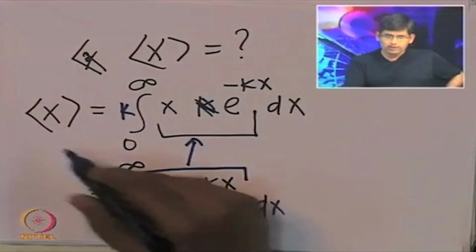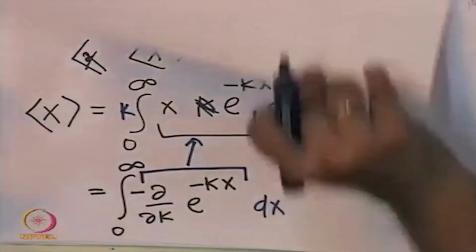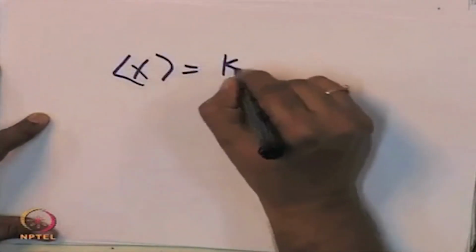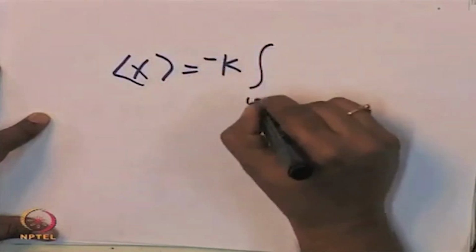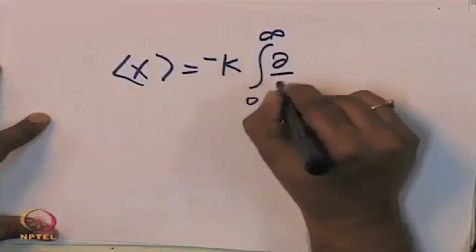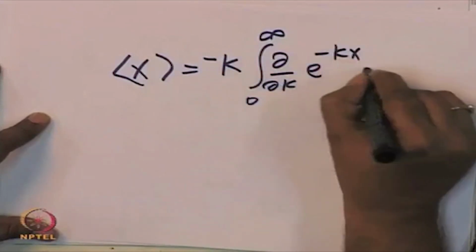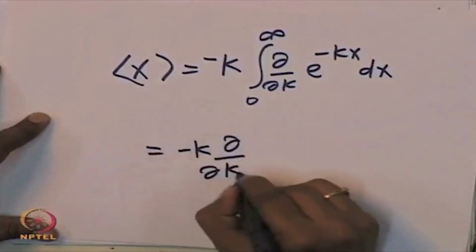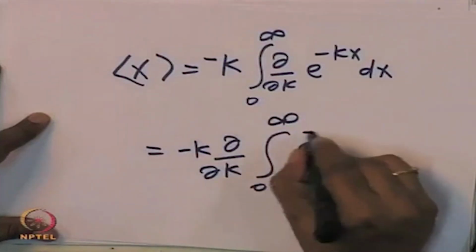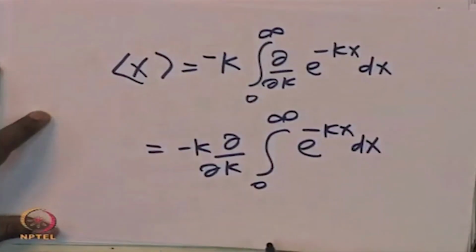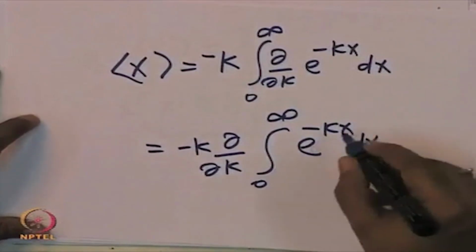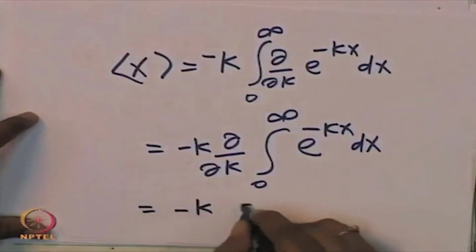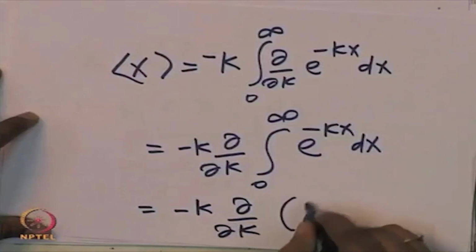If this is true, x average can be written as minus k, integral 0 to infinity, del by del k of e power minus k x dx. This is minus k del by del k of the integral 0 to infinity e power minus k x dx. We saw that the integral 0 to infinity e power minus k x dx is 1 over k. So, this is minus k del by del k of 1 over k.